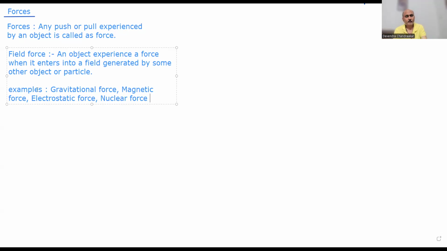ठीक है. तो gravitational force is a long range force. It has a long range. मतलब Earth can apply force on sun, sun can apply force on Earth, like that. Magnetic force is a medium range force.